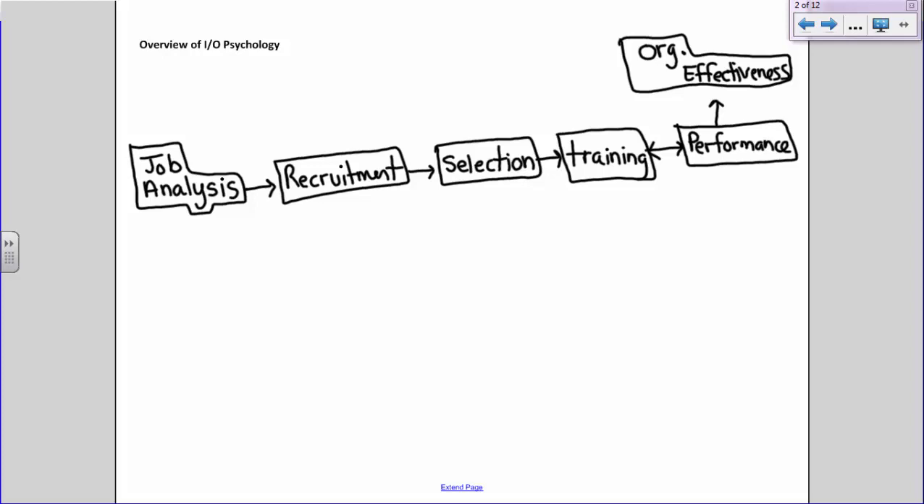Performance also can lead to financial incentives and benefits. So getting bonuses, that sort of thing. And those financial incentives and benefits can lead back to performance, right? So they can motivate employees to perform better.